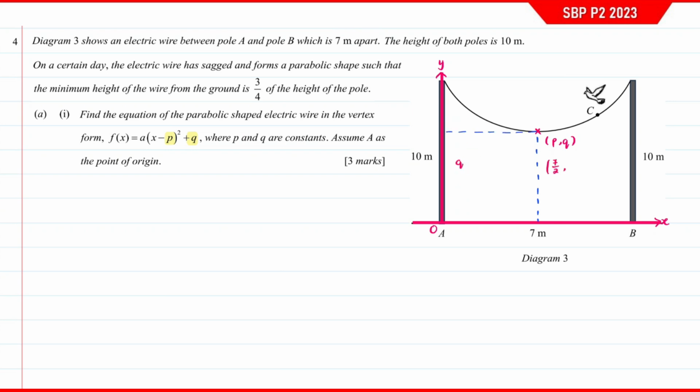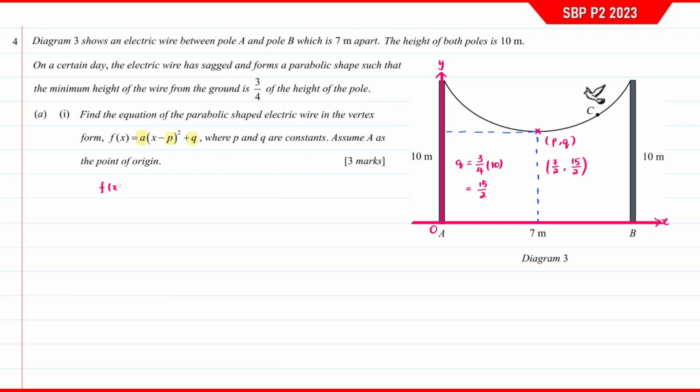And for the Q, which refers to the height of the minimum point, this will be equal to 3 over 4 of the height of the pole, which is 10. So this is equal to 15 over 2. So next, we're going to find what is the value of a.